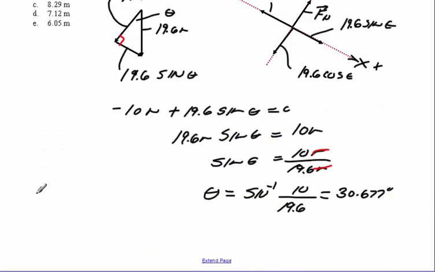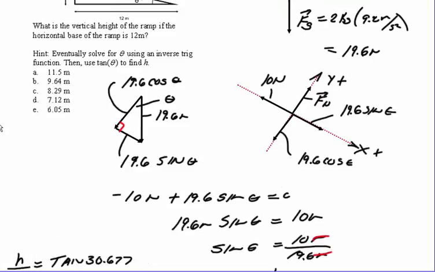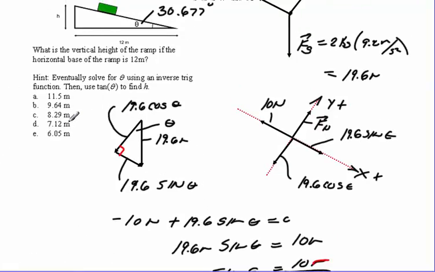of theta. So can I not say that h over 12 is equal to the tangent of 30.677? Bring the 12 up. H is equal to 12 times the tangent of 30.677. So I do that real quick. And that gives me a value of 7.11, or actually 7.12. So my answer here has got to be this value right here.